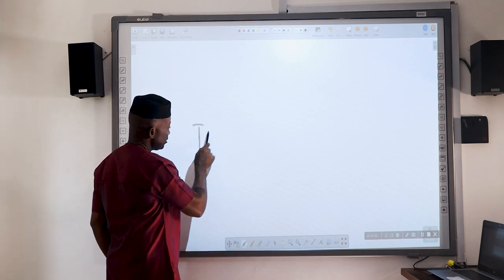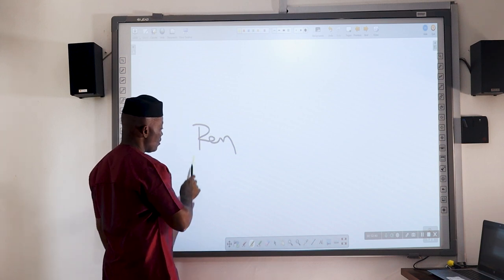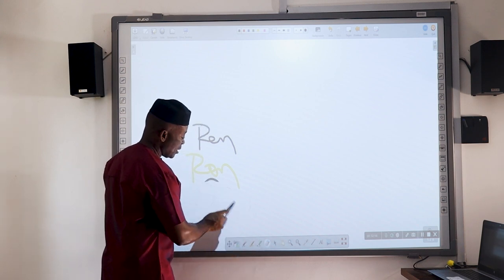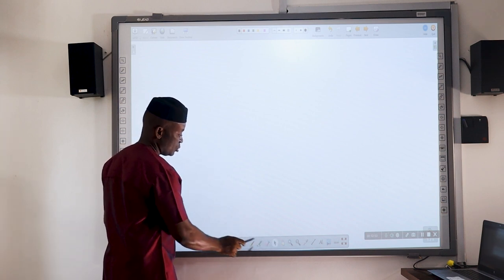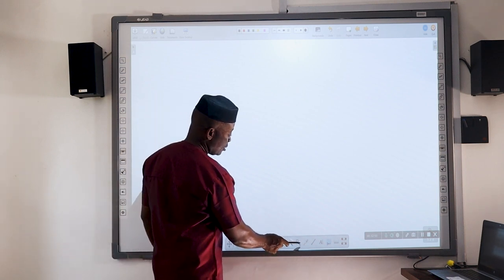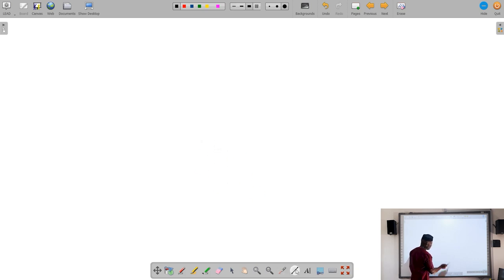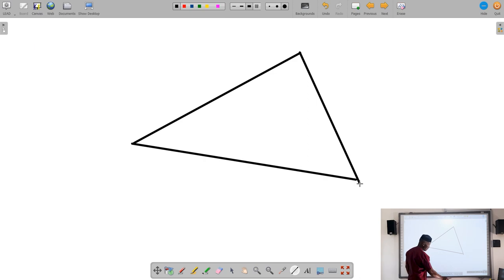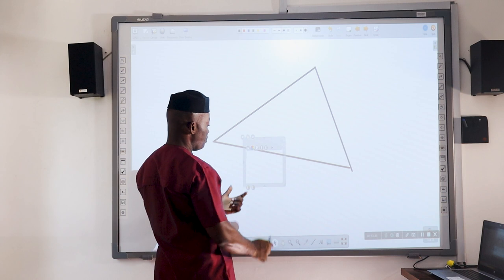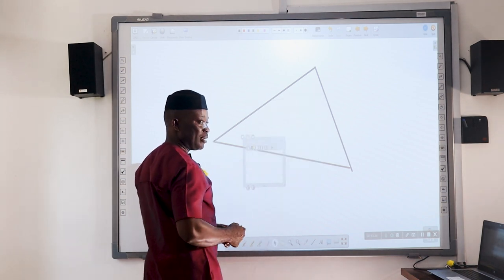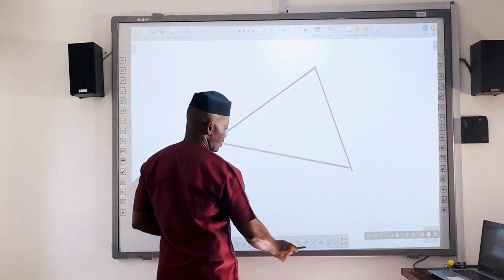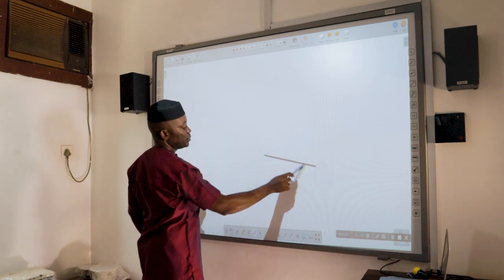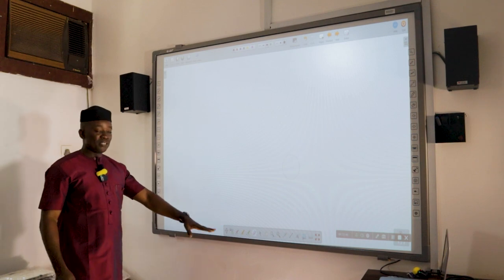Here is my pen. This is another different type of pen. Then here is my brush pen, my eraser, the pick tool to drag the entire board, zoom in, zoom out. Then my highlights, my straight line. Here, if I want to write letters. Okay, if I want to type, this is where I'm going to type. Then my keyboard, online keyboard. That is all we have in this aspect of the interactive board.